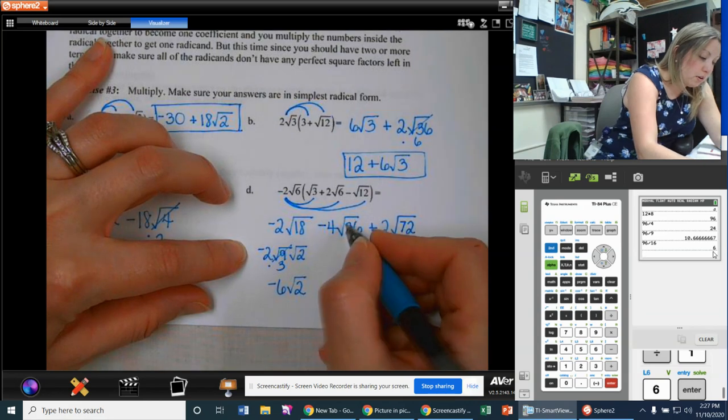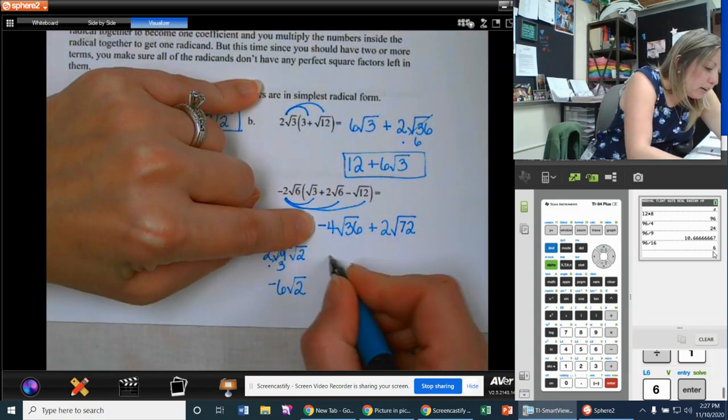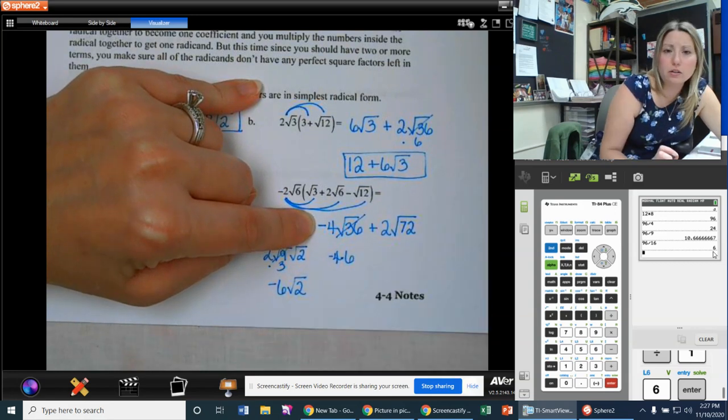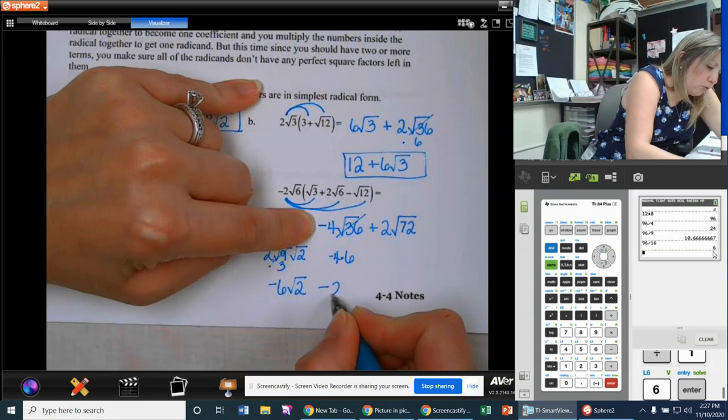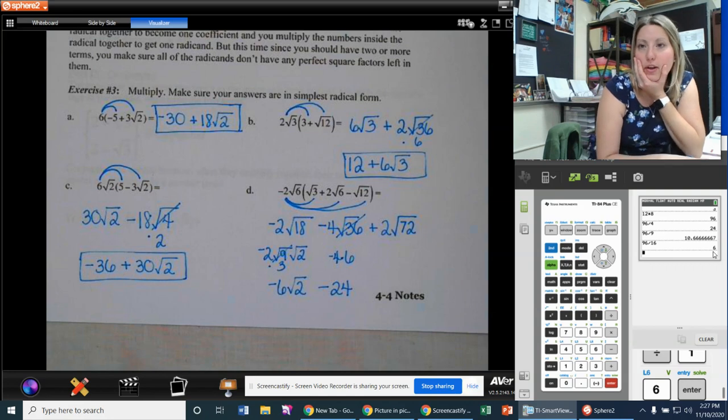So that's this one. We'll add them all in a sec. Let's start here, middle. Negative 4 times, oh, what's the square root of 36? 6. So I get this as negative 24 as a whole number answer. I'll rearrange for my final answer so I can put that number in front.